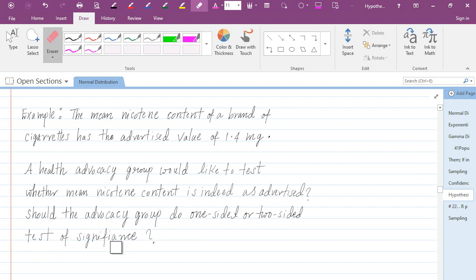In this case, I would say that the null hypothesis is, of course, that the nicotine content is 1.4. Because you would suspect that they are not being honest, and they are putting a value that is less than the actual mean content, the alternative hypothesis would be that the mean nicotine content is bigger than 1.4.